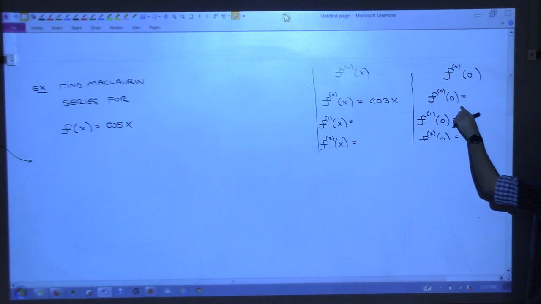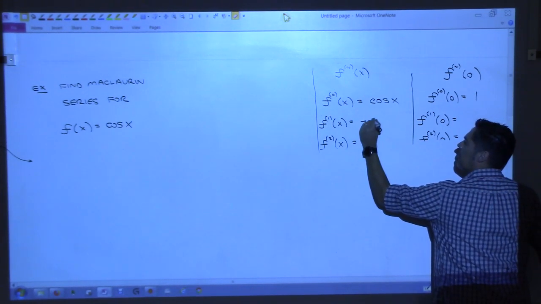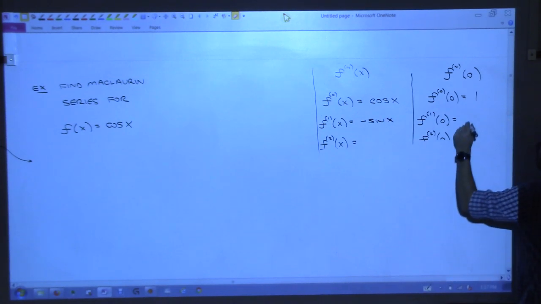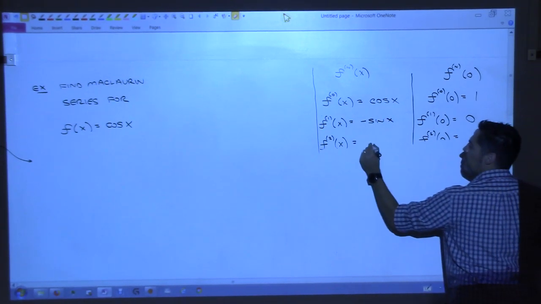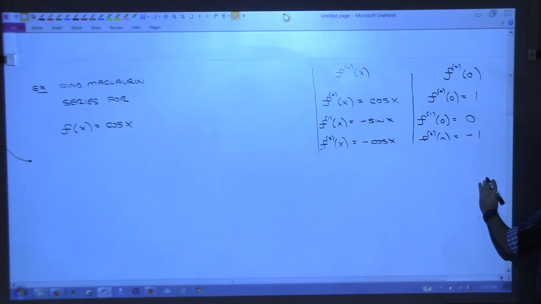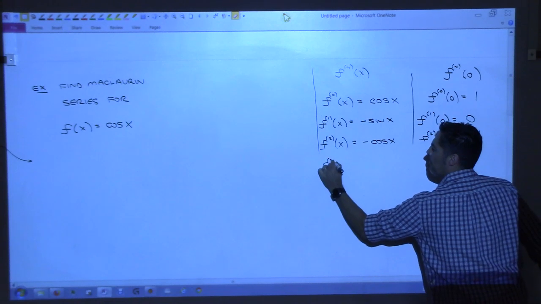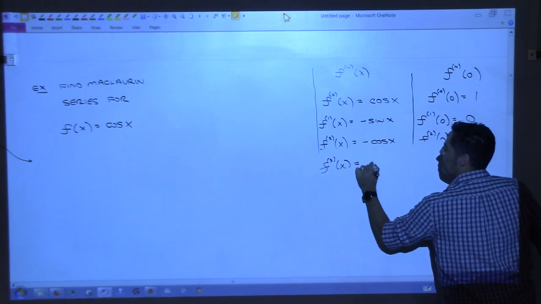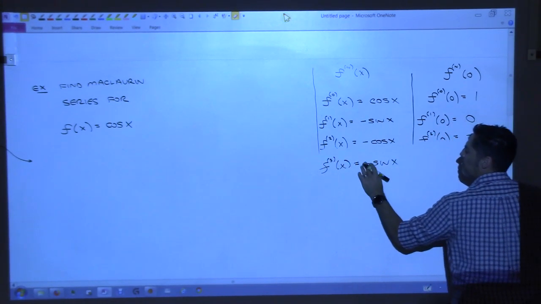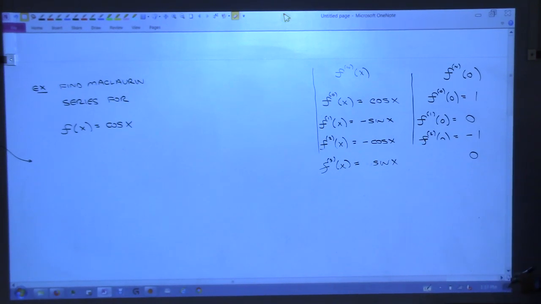When I start with cosine at 0, it's 1. Then when I take the derivative of that, negative sine of x, I get 0. Take the derivative of that, negative cosine of x, I get negative 1. And then the third derivative would be negative sine x, no, positive sine x, which would be 0. And then it's just going to keep repeating: 1, 0, negative 1, 0, 1, and so on.